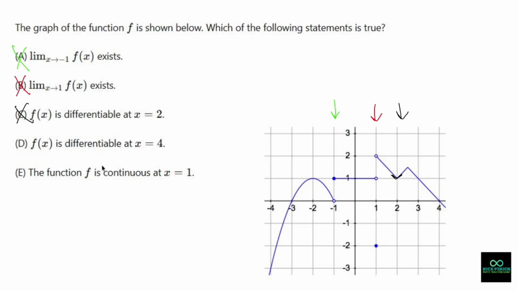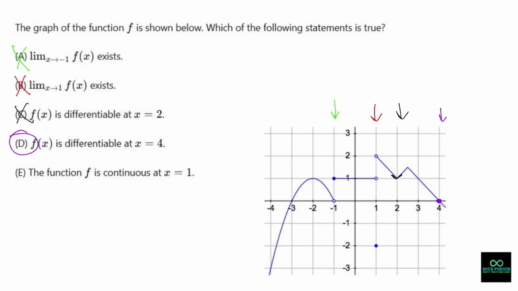So lots of lies so far. D says f of x is differentiable at x equals 4. Well, at x equals 4, we have ourselves a constant slope. No cusps, no sharp corners, everything seems to be fine. So this is going to be my true statement because at that moment you are on a continuous, constant slope. So D is true.